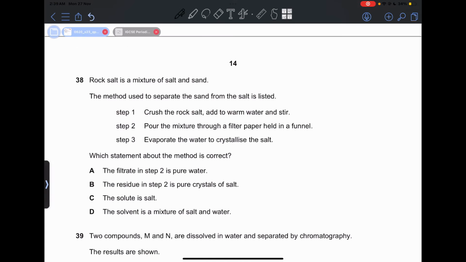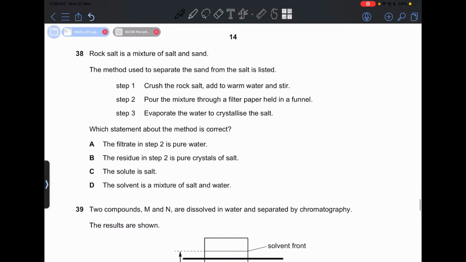38. Rock salt is a mixture of salt and sand. The method used to separate the sand from the salt is listed. Step 1. Crush the rock salt. Add to warm water and stir. Step 2. Pour the mixture through a filter paper held in a funnel. Step 3. Evaporate the water to crystallize the salt. Which statement about the method is correct?